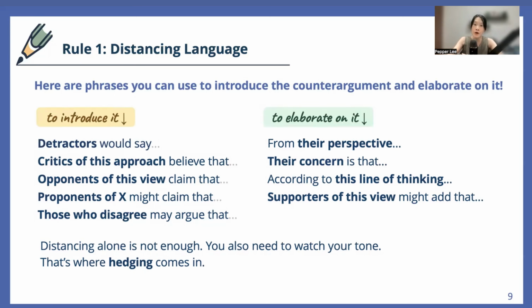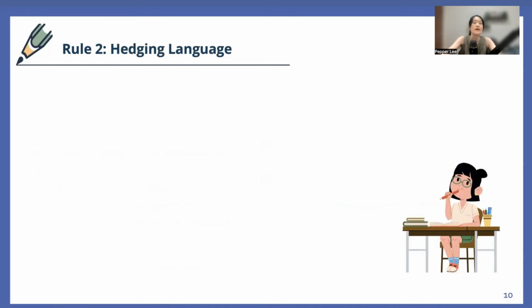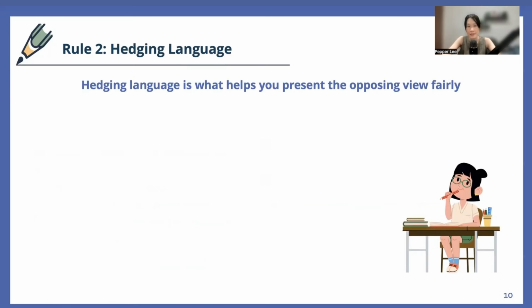Now, before I move on, you might want to take a screenshot or write down some of these phrases because these are really useful phrases that you can reach for, yeah, when writing your counter-argument. Okay, next, hedging. What is hedging? Hedging language is what helps you present the opposing view fairly without making it sound too convincing.